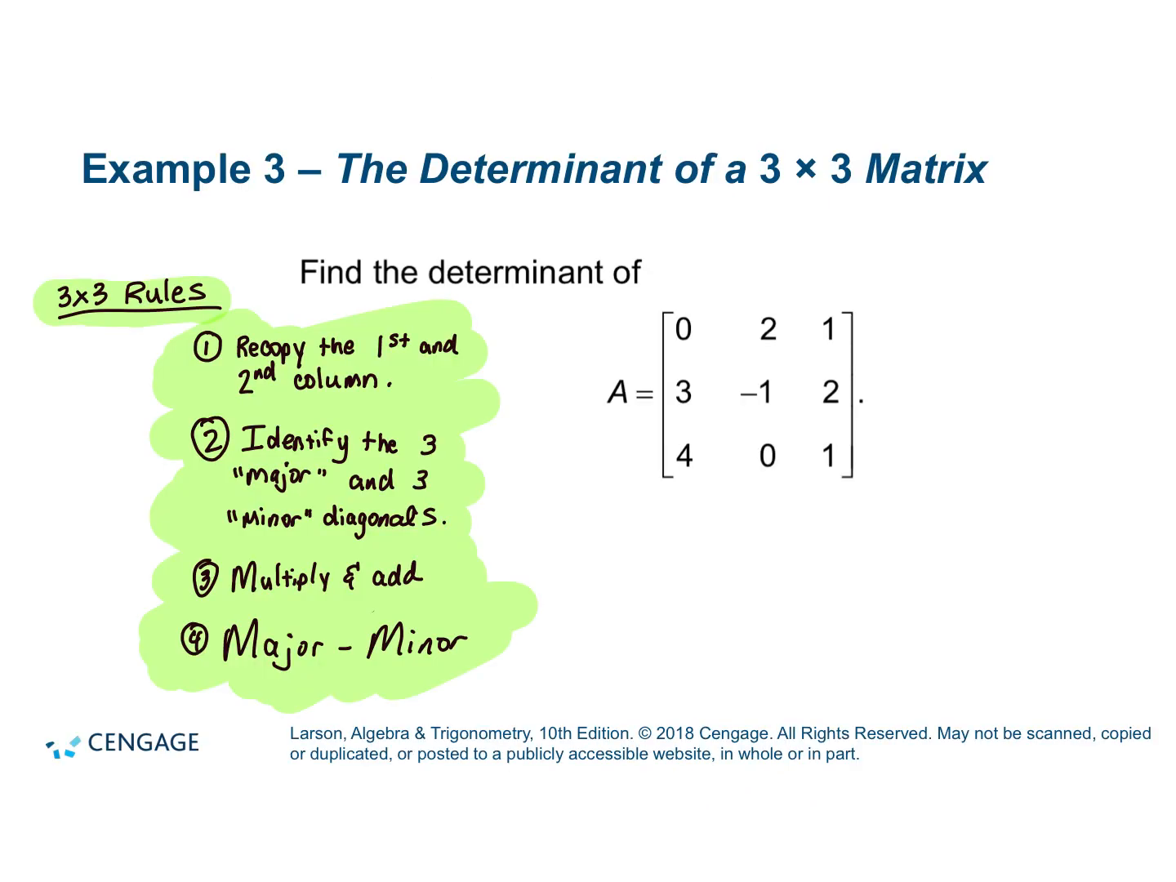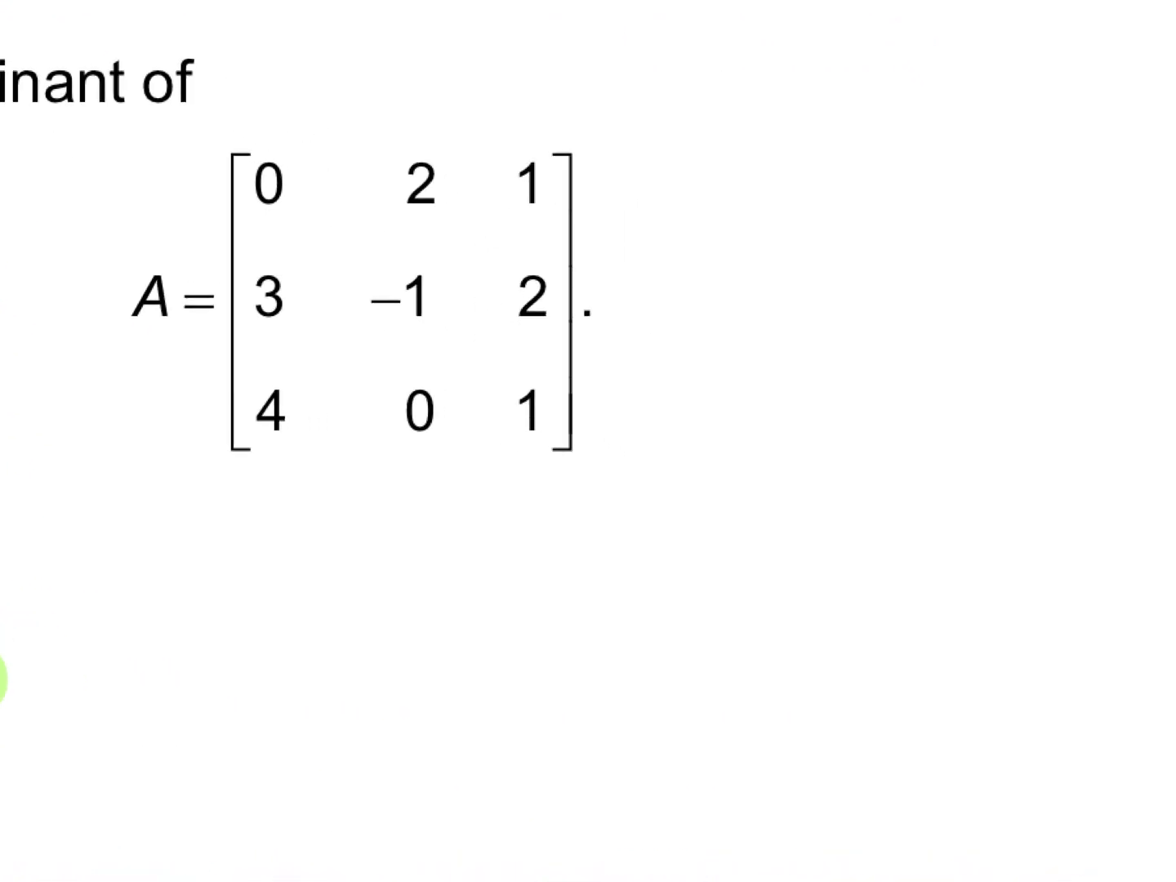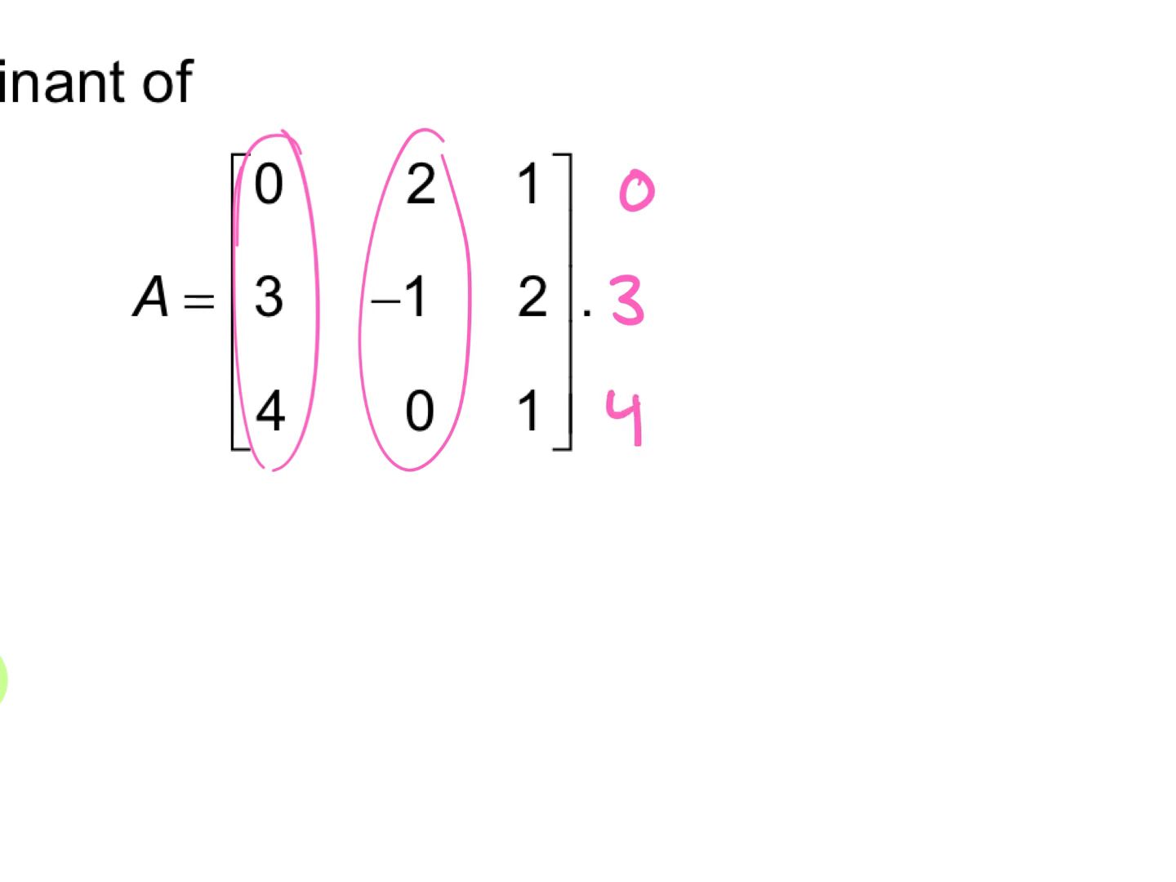Next thing, we're going to find the determinant of a 3 by 3 matrix. So we have 4 rules for finding the determinant of a 3 by 3 matrix. First rule is you want to recopy the first and second column. So here we're going to write the first and second column again to the right of the matrix. So our first column was 0, 3, 4. Second column, 2, negative 1, 0. So we just rewrite the first 2 columns.